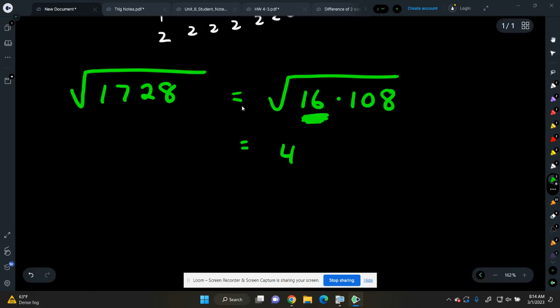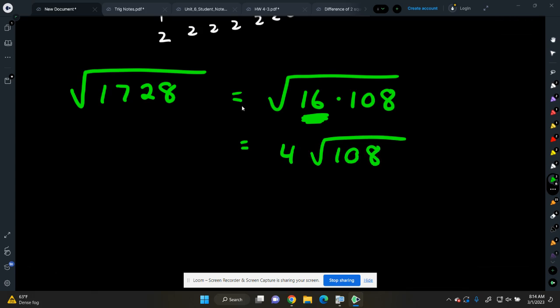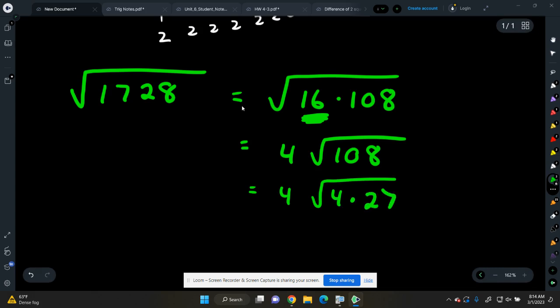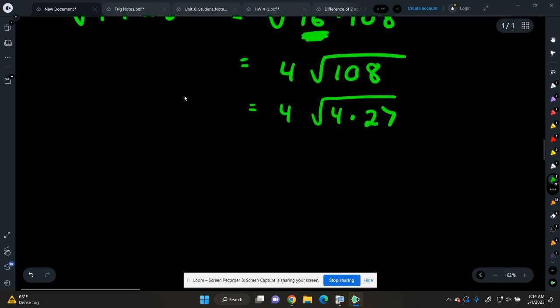Okay, so now let's work on the square root of 108. Well, let's see. Does 4 go into 108? Yes, it does. So I could write this as 4 times 27. Now, what's the square root of 4? 2. So bring that 2 out. And now I've got 27 inside.